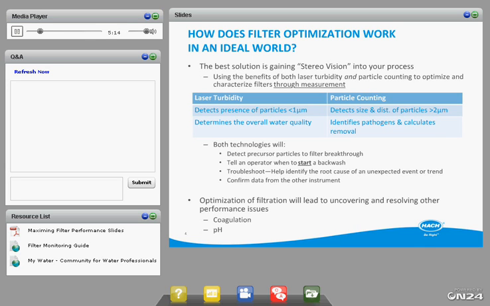Additionally, because of the sensitivity, these instruments can help an operator troubleshoot their process and find the root cause of unexpected sources of variation within their process. And lastly, by having two instruments with an extremely fine level of sensitivity, we're able to confirm one event seen in an instrument with the other. Now, the optimization of filtration, as we discussed, will lead to uncovering and resolving other performance issues, such as coagulation, flocculation, and pH adjustment as well.